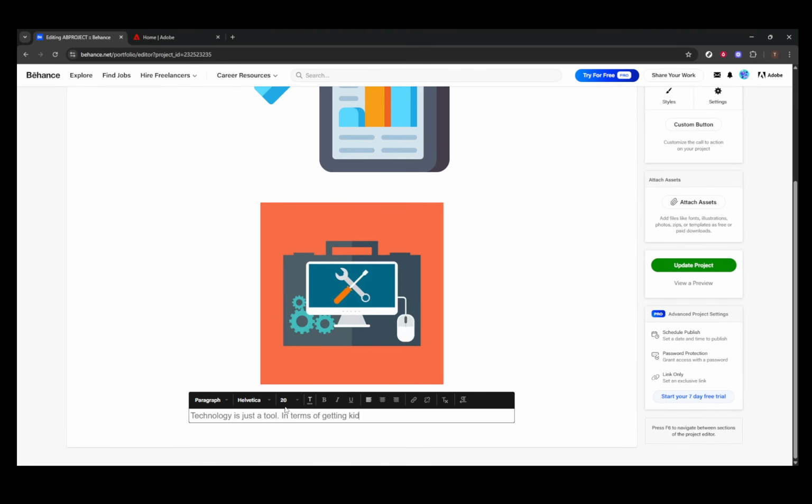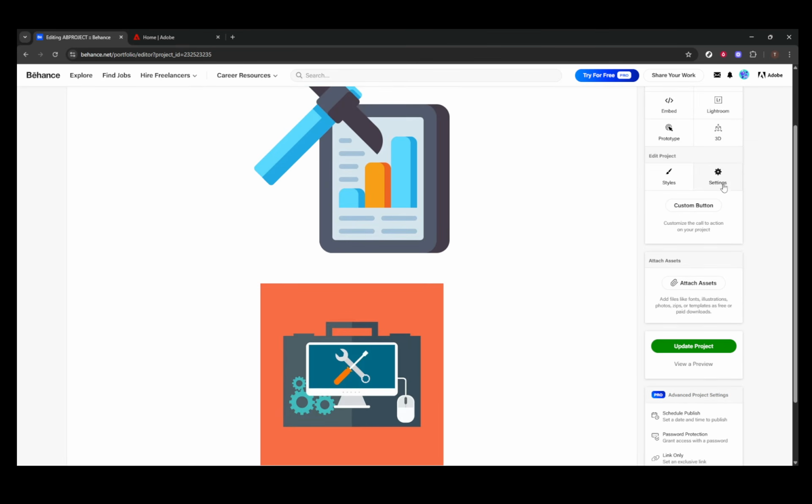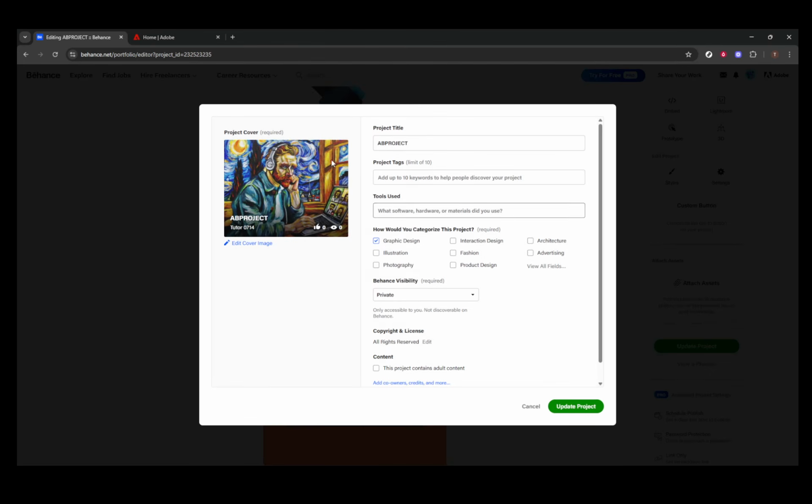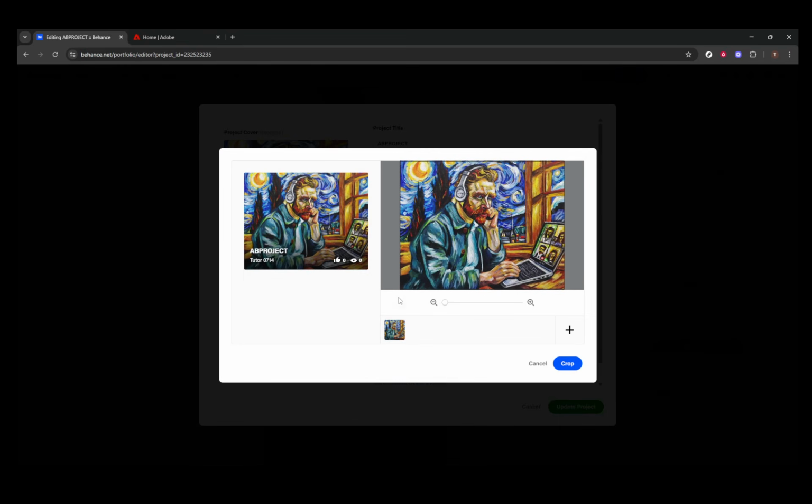Now, let's talk about designing a strong cover image. A striking cover image, ideally around 808 by 632 pixels, can grab attention instantaneously. Remember, simplicity is often more effective. Bold visuals with minimal clutter tend to stand out and can entice a potential client or employer to click through for a deeper look at your work.